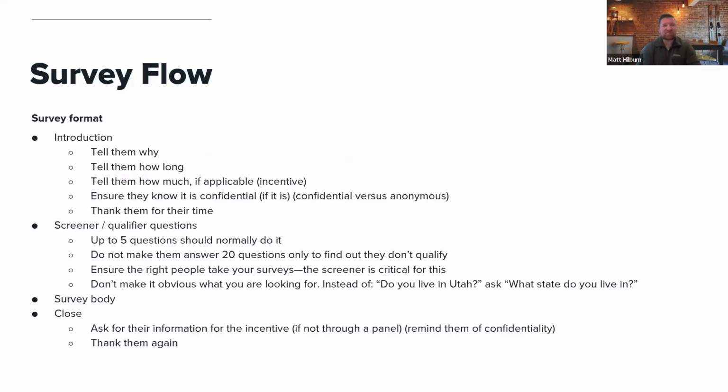Okay, survey flow. So what should this generally look like? We'll start really high level and then we'll get more detailed. So we start with an introduction. We need to tell respondents why we're asking them to take this survey. We need to give them an estimate of how long the survey will take. We need to tell them what the incentive will be if there's going to be an incentive. If you're using a sample provider or a panel company, you wouldn't mention anything about the incentive. But if you're sending this to customers of your own business that you work at, you might want to tell them what the incentive is going to be.